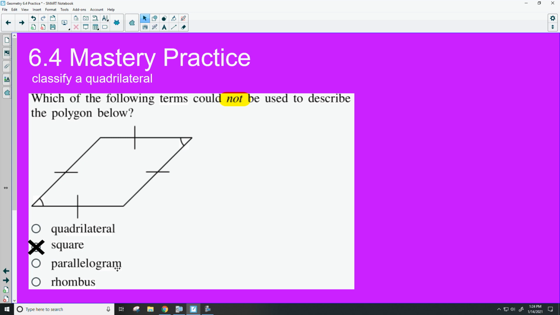Could I call it a parallelogram? Yes, because opposite sides are congruent. Could I call it a rhombus? Yes, because all 4 sides are congruent. So what could I not call it? I could not call it a square.